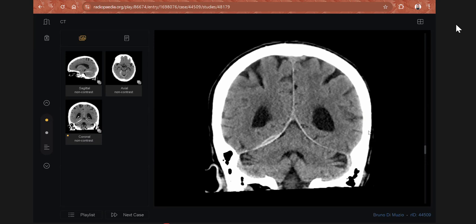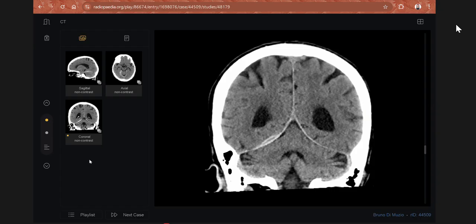urgent neurosurgery consultation. Although I am not able to appreciate any gross tonsillar herniation, midline shift, or mass effect, there is subtle prominence of the temporal horn. So it may lead to further obstructive hydrocephalus, and there should be urgent neurosurgical consultation for this patient.